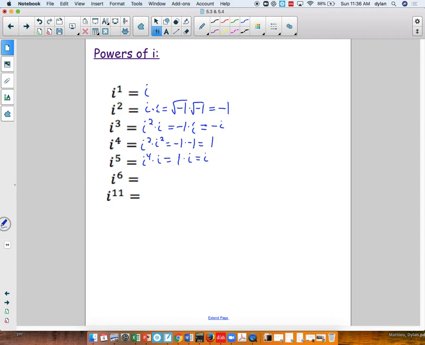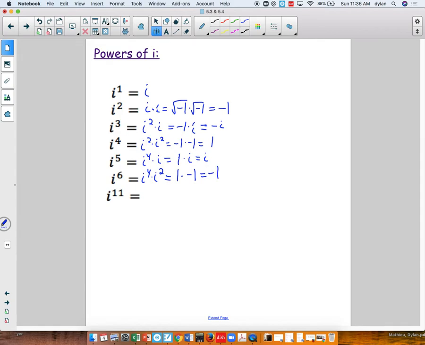And if I wanted to think about i to the sixth, I would probably think about that as i to the fourth times i squared. And the reason I would do it that way is i to the fourth is so easy, right? i to the fourth is just 1. So 1 times negative 1 is just negative 1.